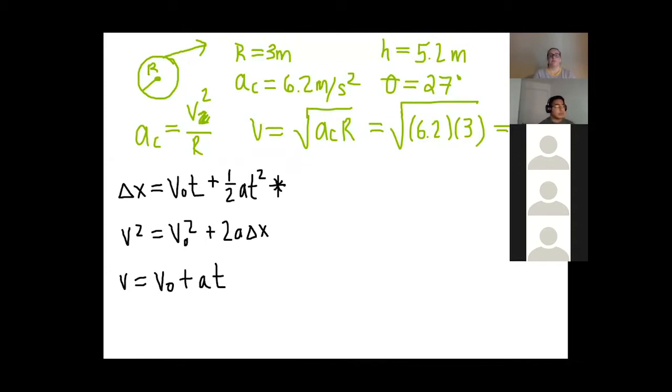Exactly. We can't solve for delta x directly with the variables we have currently, but if we solve for time and we know how long it's in the air, we can figure out how far it traveled horizontally. So that's what we're going to do. We'll start by solving for time.